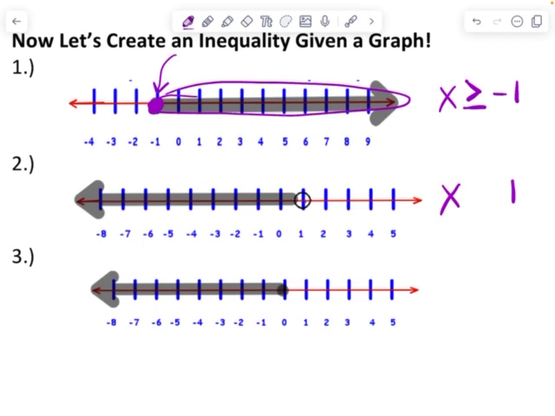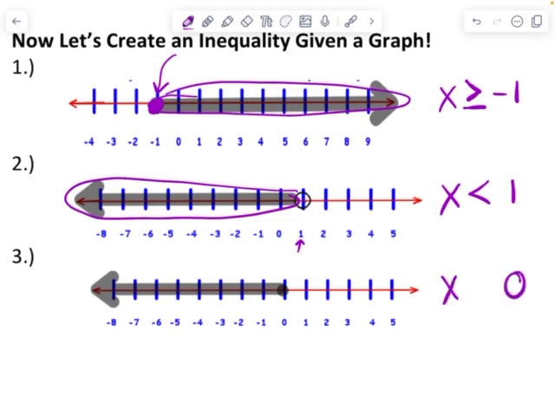Let's look at number 2. I have x, and I can see my endpoint is at the number 1. Where are the solutions compared to the number 1? Are they less than or bigger than? Hopefully you said less than. And it's an open point, so it's just simply x is less than 1.